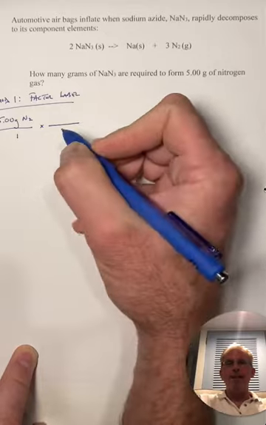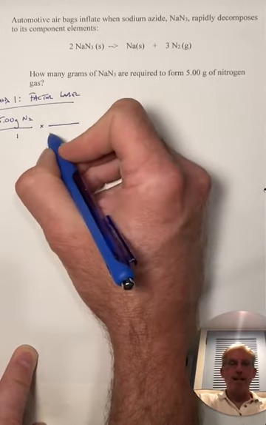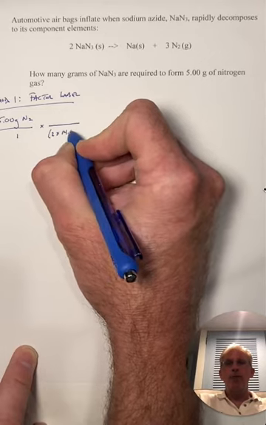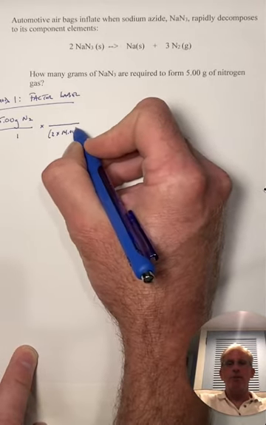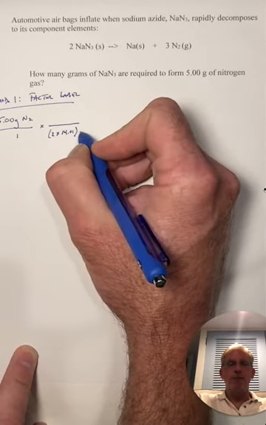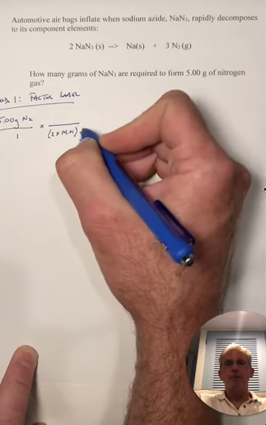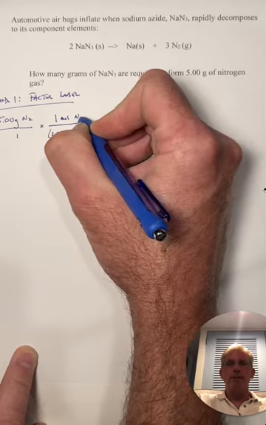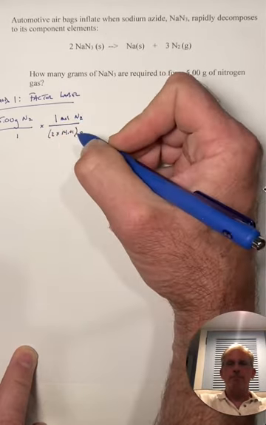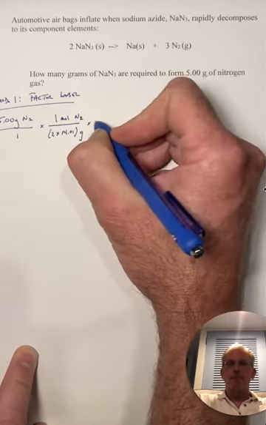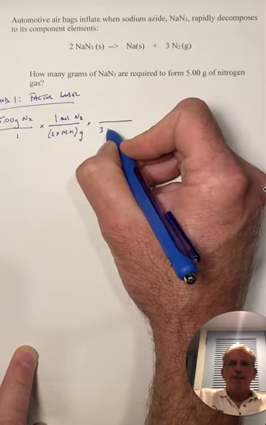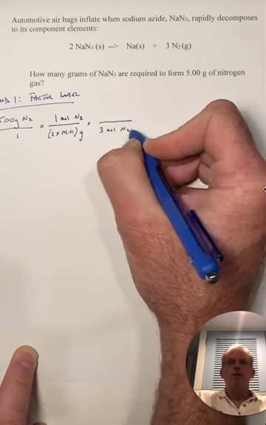And now I need to get rid of grams and get to moles. So I'm going to take 2 times 14.01, which is on the periodic table, the molar mass of nitrogen. And that'll be 1 mole of nitrogen gas. And now I have moles of nitrogen gas, but that's not what I want. I need to get to moles of sodium azide.